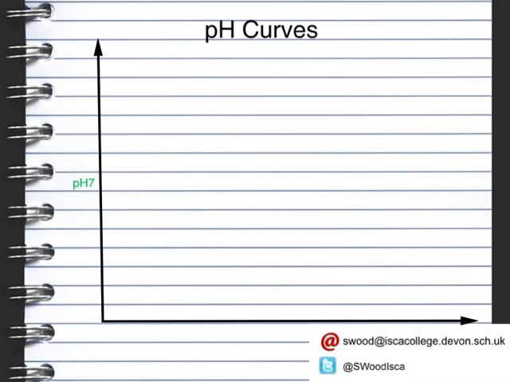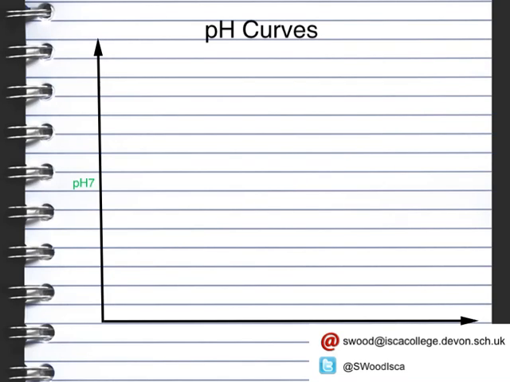Now a pH curve is not what you'd probably expect to find on a graph showing pH. Now you can see here that we've got the pH going here, and then we've got the time going across the bottom. Now if we were to add an alkali to an acid, our pH would start low here, and then what we'd probably expect to happen is it to gradually increase, but sadly that's not the case.